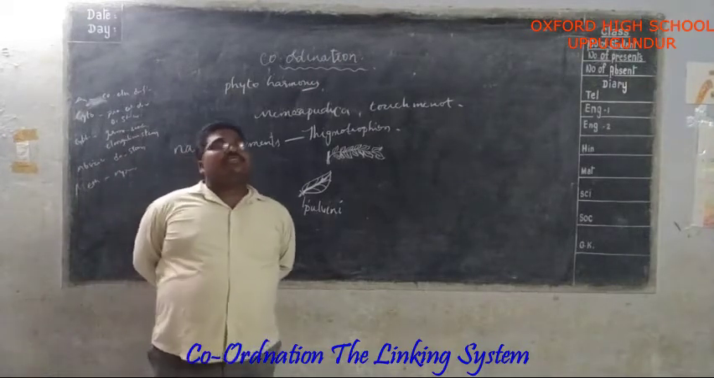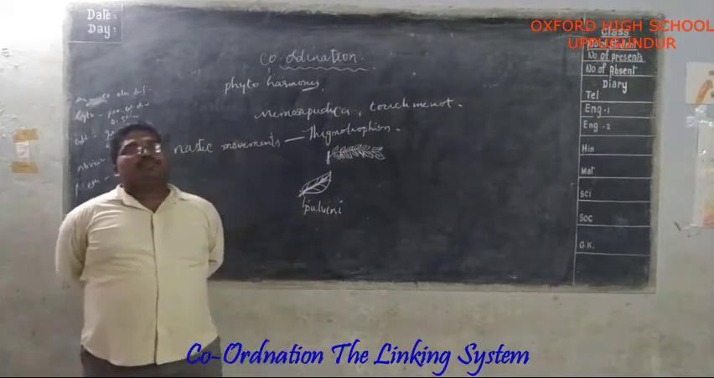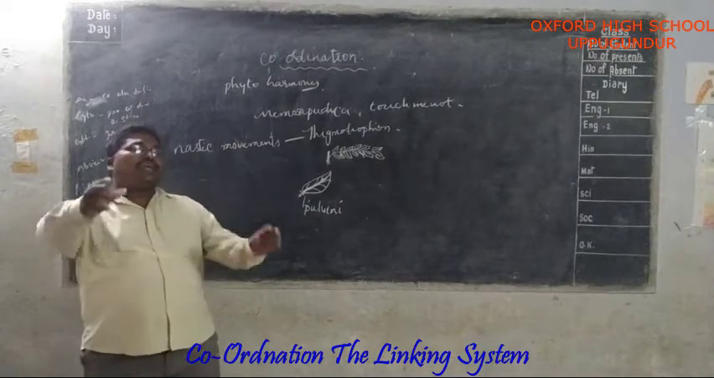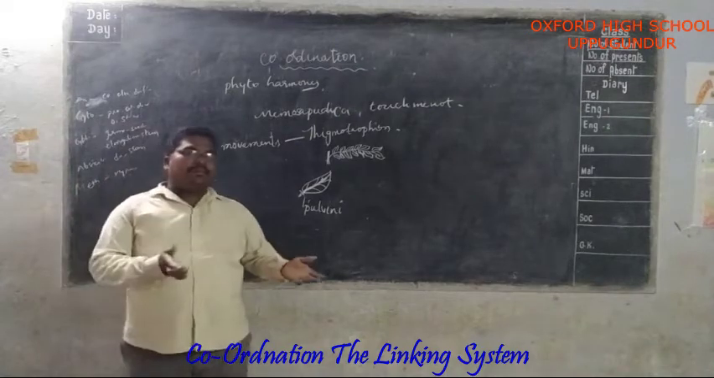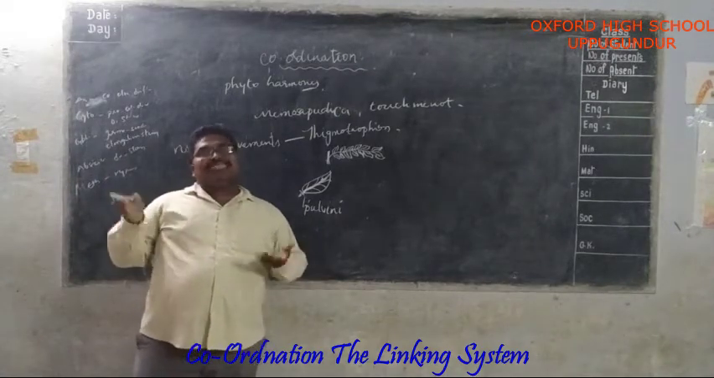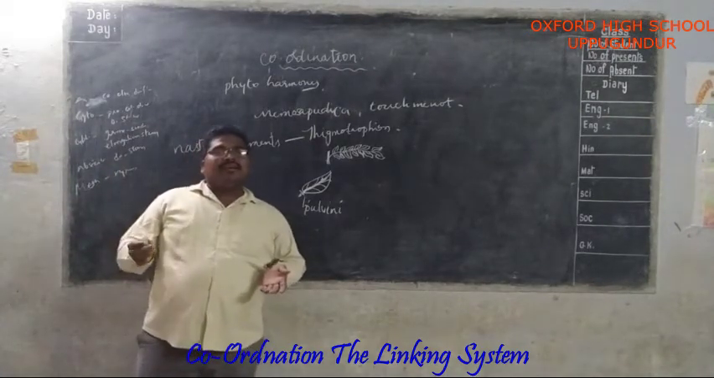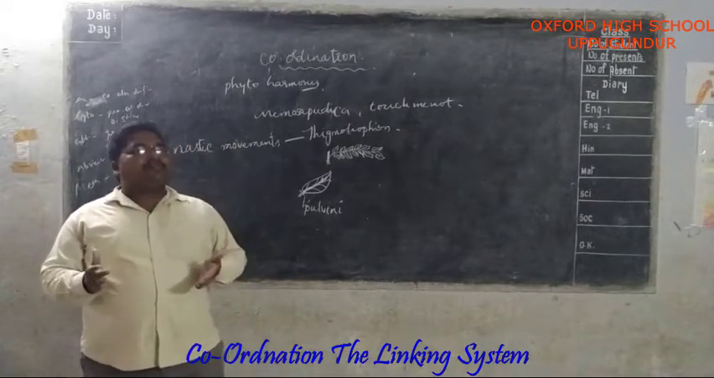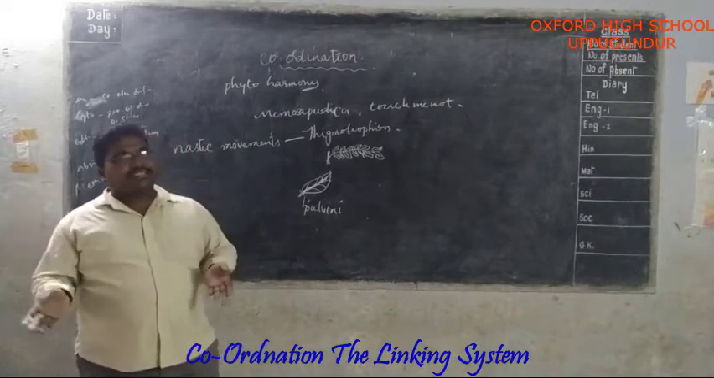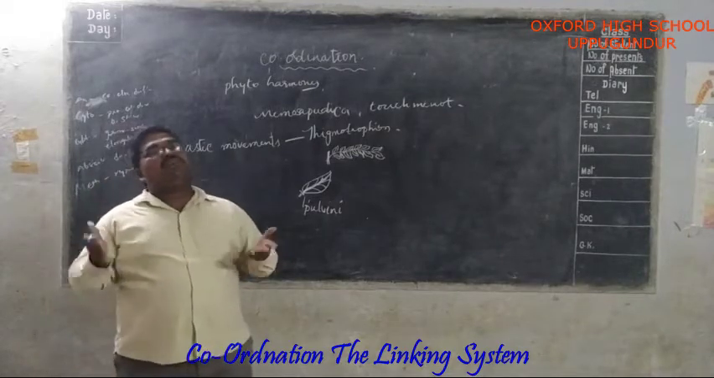So plants also respond to stimuli like animals, but the way of responding is not similar in plants and animals, because higher developed animals have an endocrine system, nervous system, brain, spinal cord, and different types of hormones.